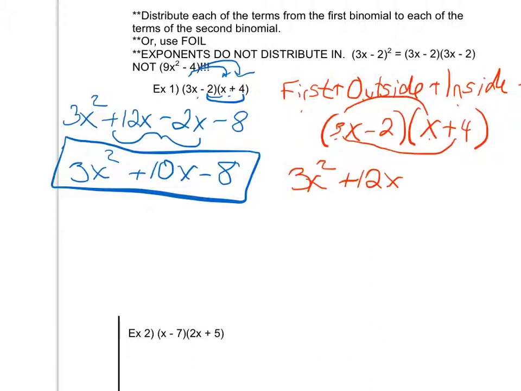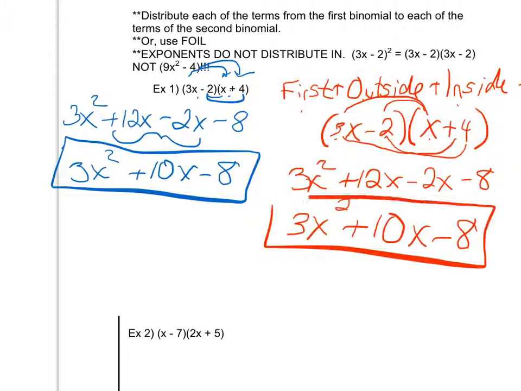Inside times inside, I'm going to take the minus 2 times the x and get minus 2x. And then my last times my last, negative 2 times positive 4 is negative 8. Again, exact same thing I did here. I took the negative 2 and multiplied it by both the x and the 4. Combine like terms, plus 10x minus 8. We get the same answer either way. Doing the exact same process either way, just two different ways to think about it.